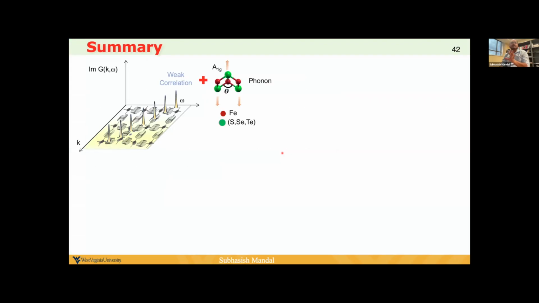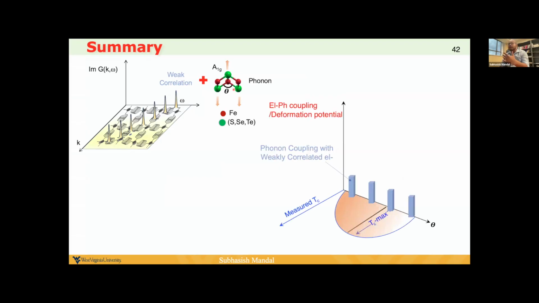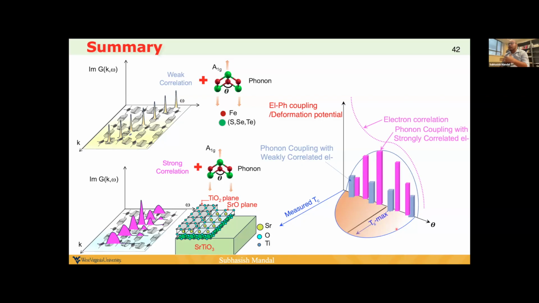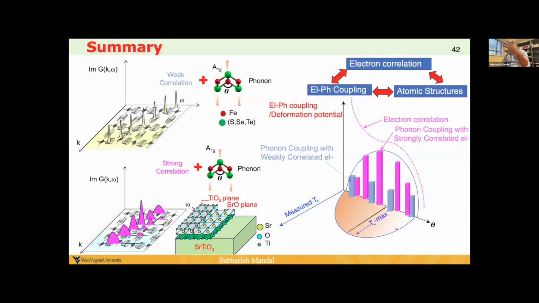So this is a weakly correlated electron interacting with the A1G phonon, giving this weak electron-phonon coupling, but the measured Tc as a function of this angle shows the dome. But when we consider phonon coupling with strongly correlated electrons, we do see this dome, and we see that the correlation, the atomic structure here being the angle, and the electron-phonon coupling are working in a feedback loop.